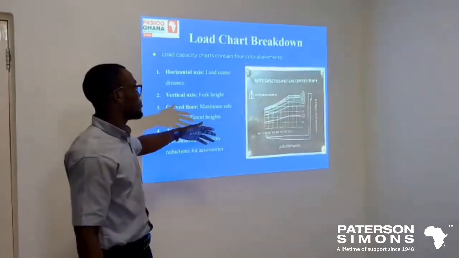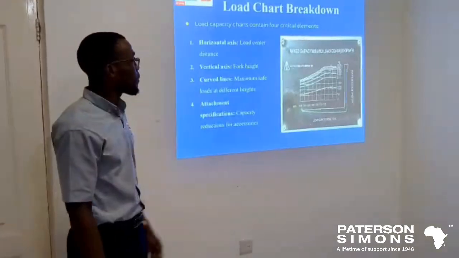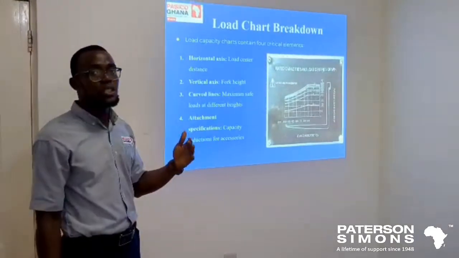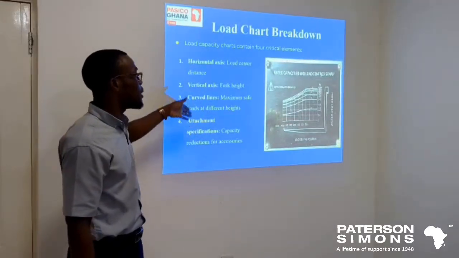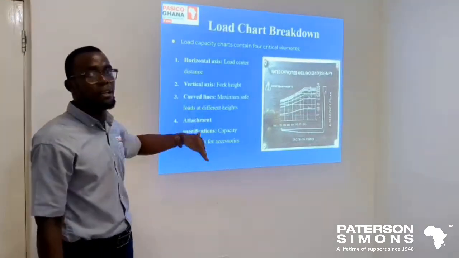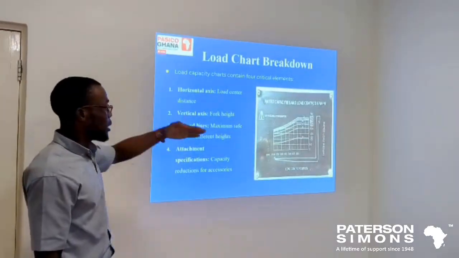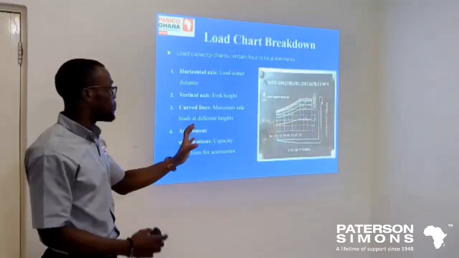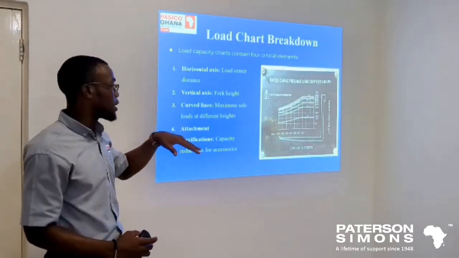So this is what a general forklift load chart looks like. Normally every forklift load chart will have a number of axes. We'll have the vertical axis, normally depicting the height at which we are taking the load, and also we'll have a horizontal axis which will be depicting the load center of the load that the forklift has picked.